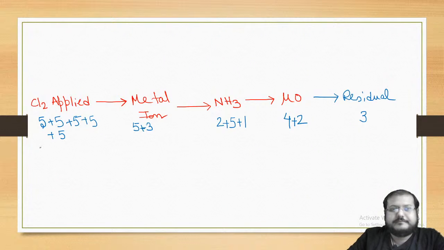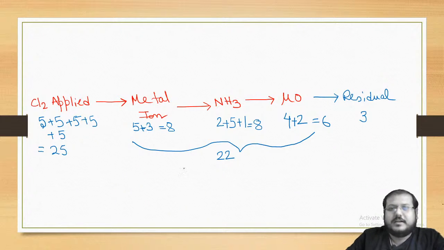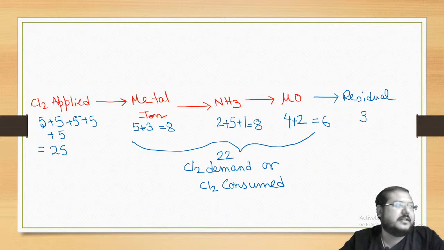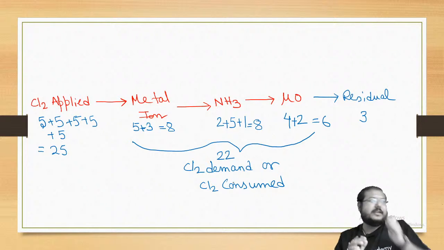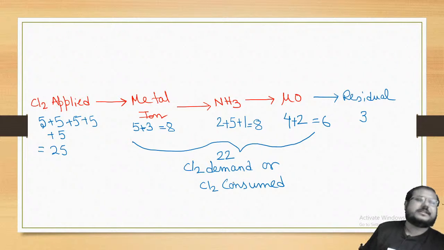So how much are you applying? 25 units. Metal ion is consuming 8, ammonia 8, and microorganism 6. Total is 22. Residual is 3. This is your chlorine demand, or chlorine consumed. So why you are applying doesn't matter. You are actually applying 25 and getting residual 3. That means what you are thinking, that 22 is consumed by microorganism.